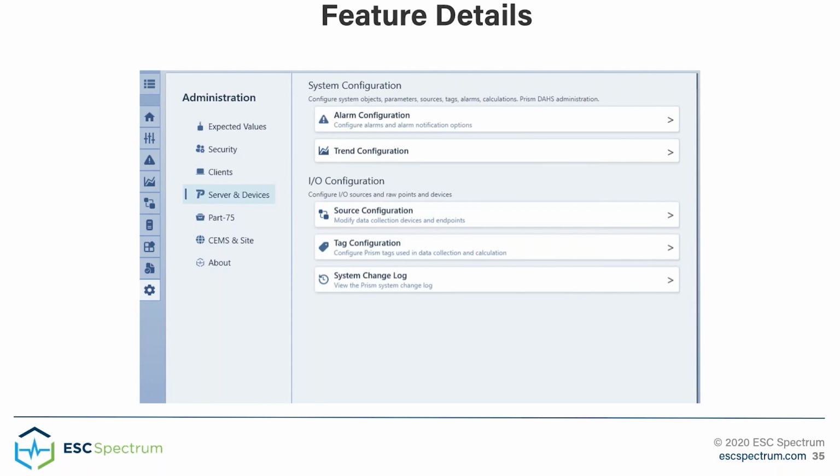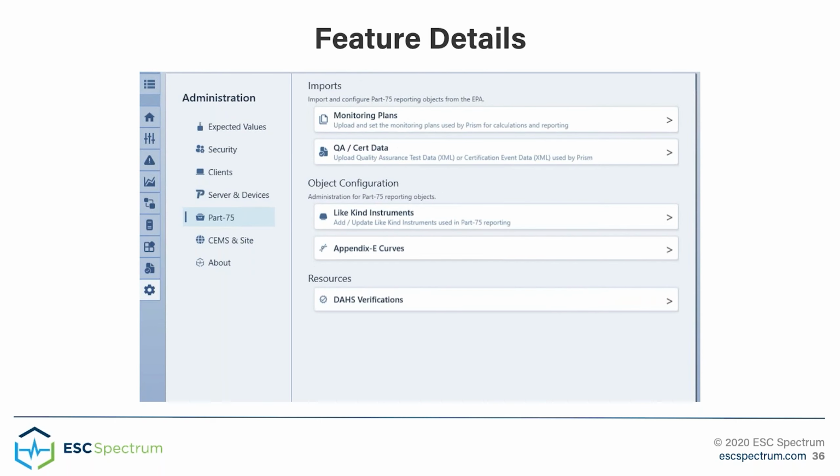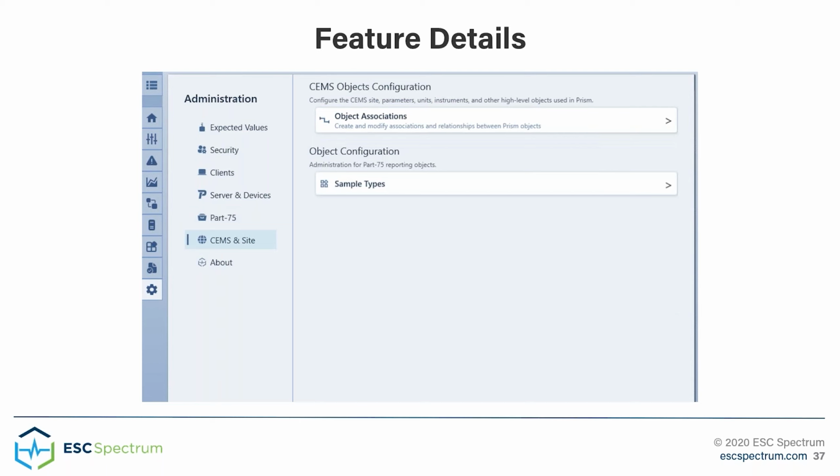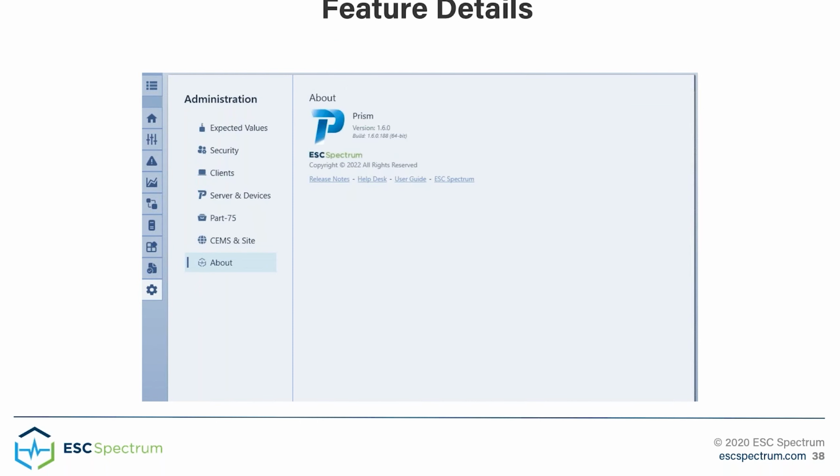And server and devices, this is where you really start to get into some of the configuration things, like configuring your alarms, your trends, your sources, tags, etc. Part 75, you get into monitoring plans, instrumentation, Appendix E curves, etc. SIMs and site, there's the object associations, which we'll talk about more later, and sample types. And then finally, there's an about page where a user can click these hyperlinks and get to the release notes, the help desk, user guide, or go straight to the ESC Spectrum website.